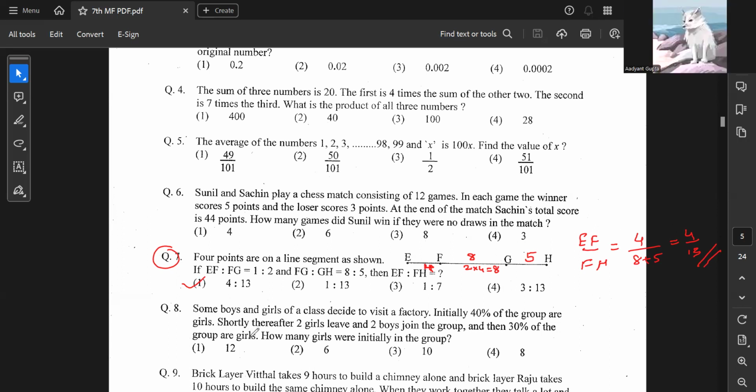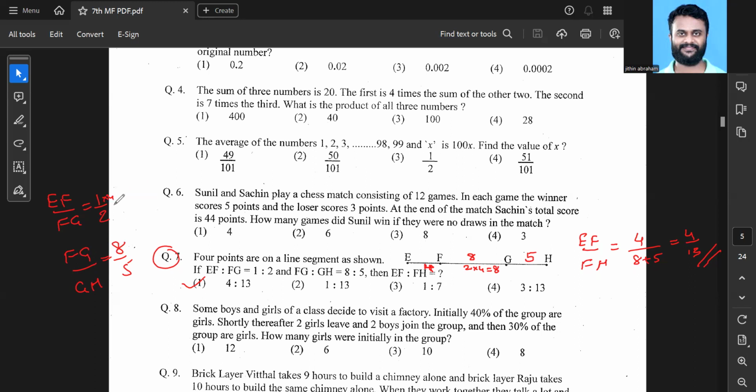So can you start explaining? Yeah, sure. I'll explain again. At one place they have given EF upon FG as 1 by 2. On the other place they have given FG upon GH as 8 by 5. Now the problem is both the fractions should be connected, but in order to connect them, FG should remain the same. Since they are different, let's make it the same.